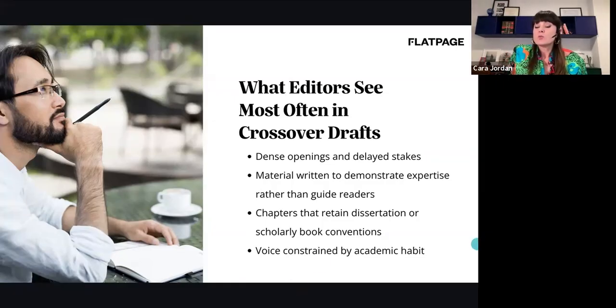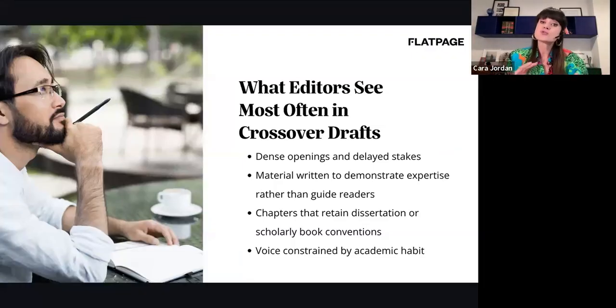What we do is we want to help shape those academic conventions and help the reader to better understand your ideas. Some of the things that we see are chapters that still look like dissertation chapters or scholarly book contributions. The openings are dense. The stakes arrive late. The voice is careful to the point of being constrained. And these aren't flaws. Again, they're not flaws. They're just signs of where the work is coming from. So this is your baby, it was born somewhere else. And now you want it to go out in the world and transform and have a broader impact.